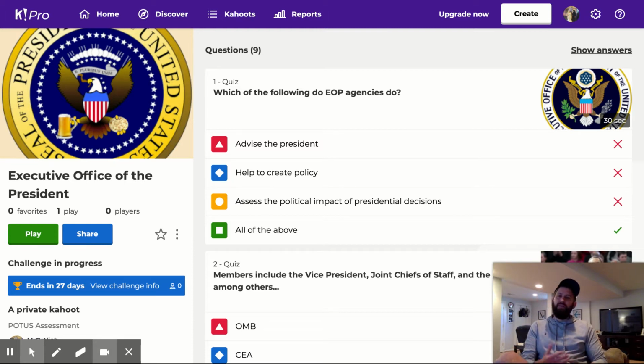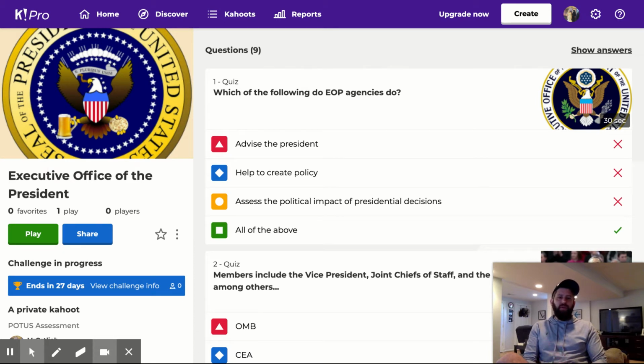So when you take a look at number one, all of the above. You can see they advise the president. So you might have your National Security Council there with you helping to make serious decisions about war, the Office of Management and Budget to help you put together the budget, or the Council of Economic Advisors to help you make sense of a policy position in order to assess the immediate and long-term economic impact of whatever that bill is.